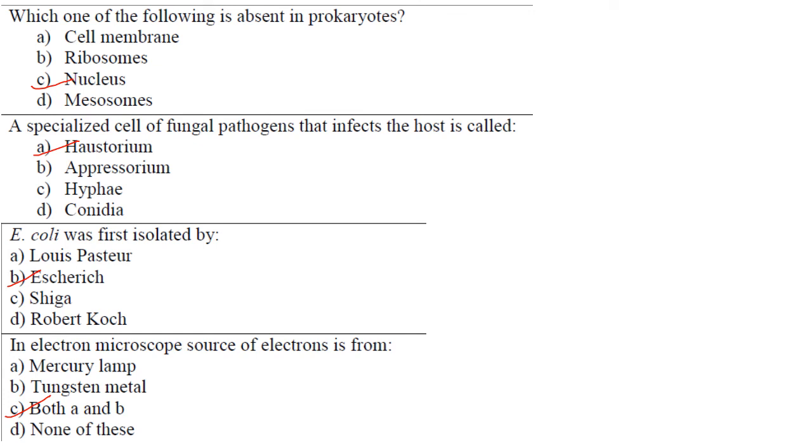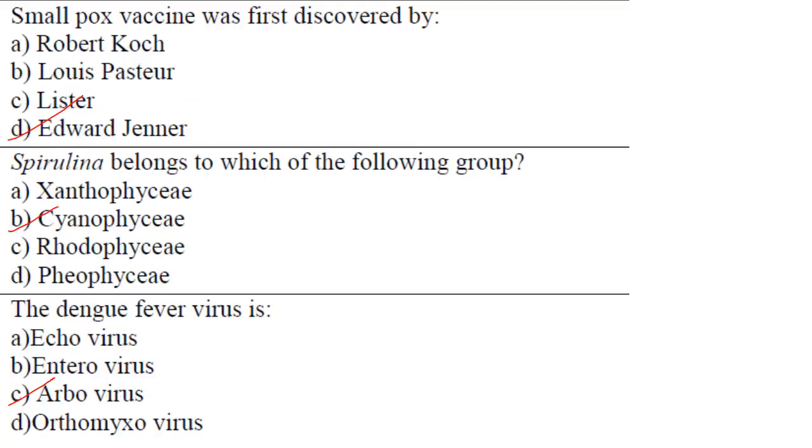E. coli was first isolated by Escherich. Answer is option B. In electron microscope, source of electron is from? It is from mercury lamp as well as tungsten metal. So answer is option C, that is both A and B.